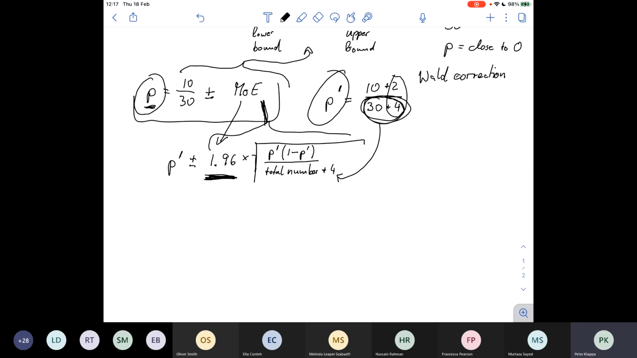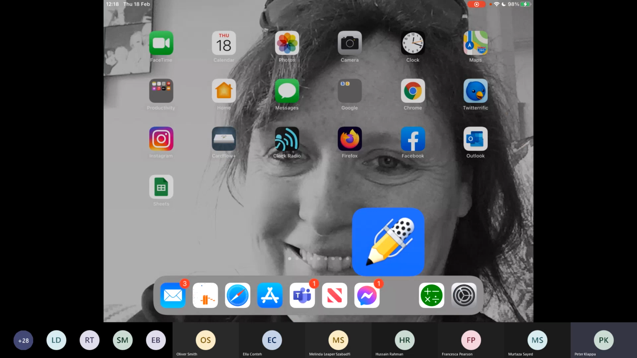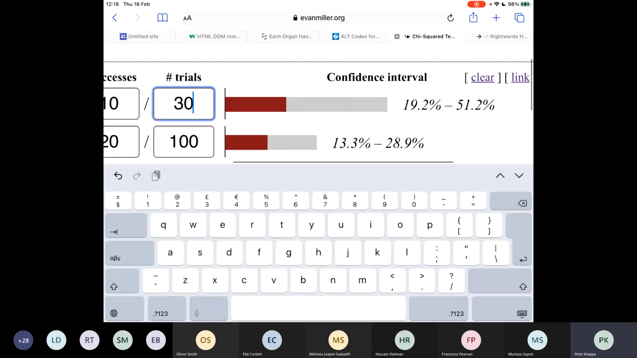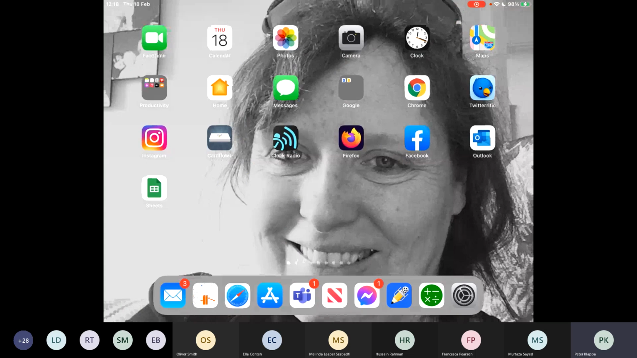So for our example, we have lower bound 19.2%, and the upper bound was 51.2%, I think. Is that right? Have I put that right? 51.2, yeah. So all good.